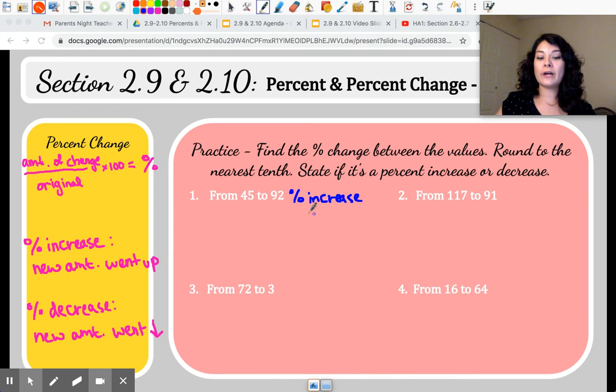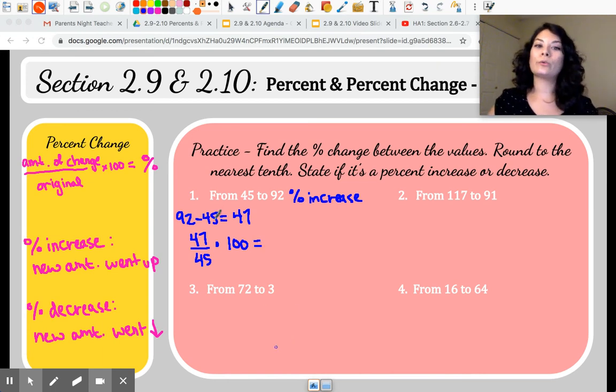And then to find my amount of change, I'm just going to take the larger number, subtract the smaller. I'm just going to use my calculator to make it fast. 92 minus 45 gives me 47. And I'm going to take that amount of change, divide it by the original, and then multiply that answer by 100 to get my percent of change. So it's kind of like following order of operations. I'm just going to multiply and divide left to right. So I'm going to divide first and then multiply.